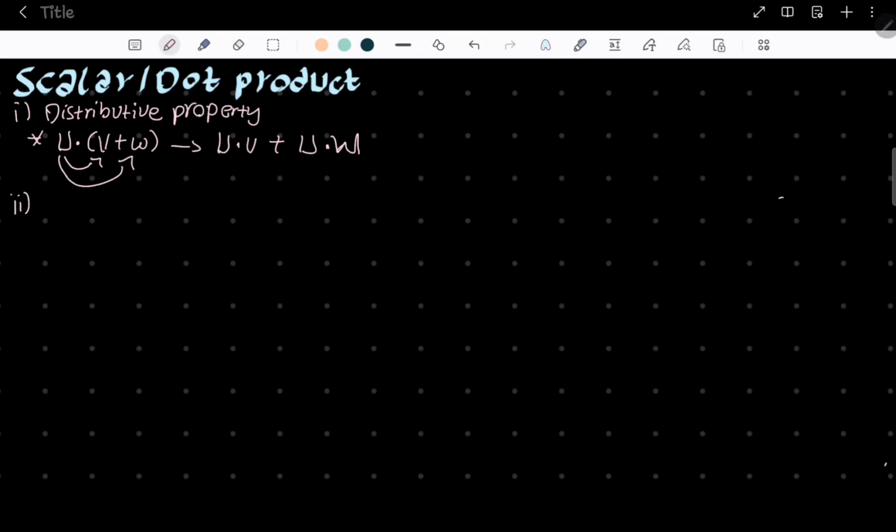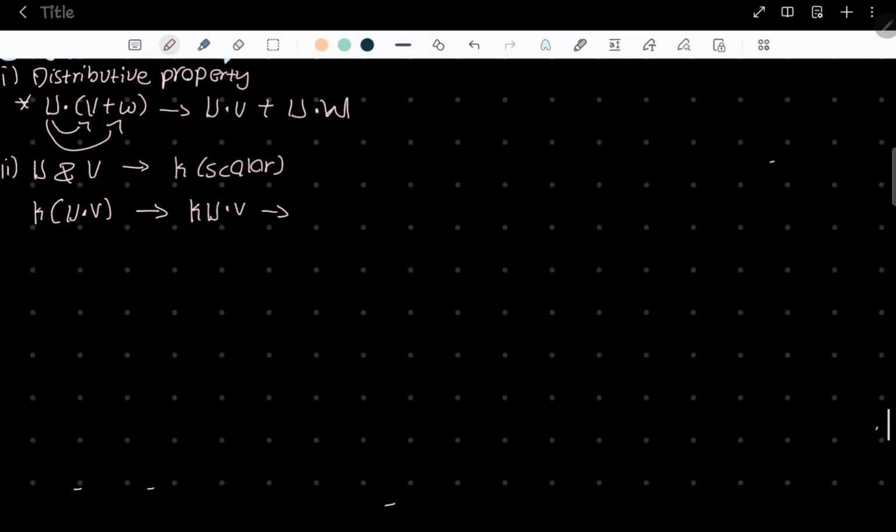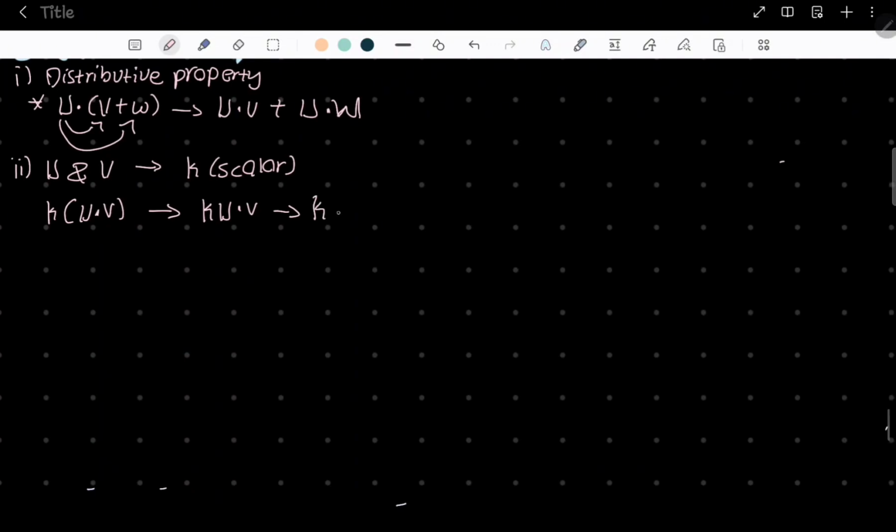The second property is for two vectors u and v, if we have a scalar k, then u dot v is the same as ku dot v, which is the same as k v dot u, basically the same thing, and also the same as kv dot u. So yeah, this is pretty much it.